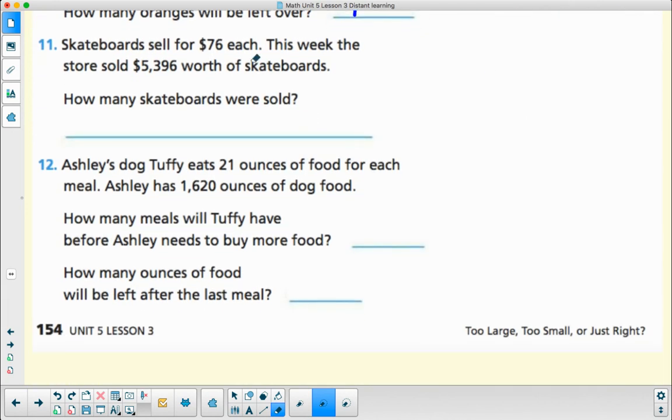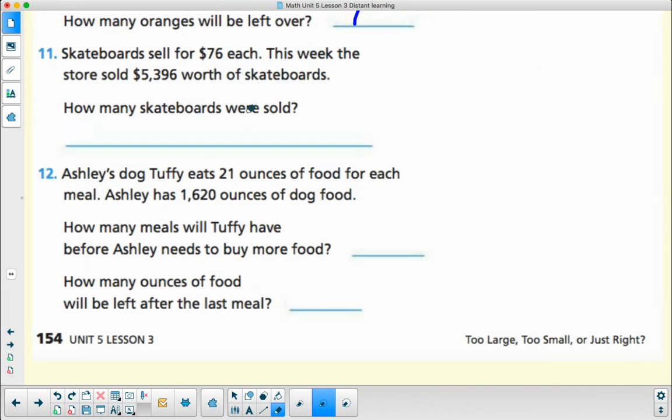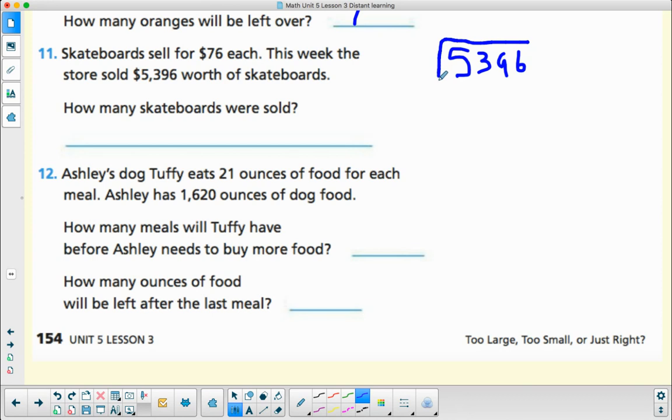Skateboards sell for $76 each. This week, the store sold $5,396 worth of skateboards. How many skateboards were sold? So I have to take the $5,396 and find out how many groups of $76 are in there.